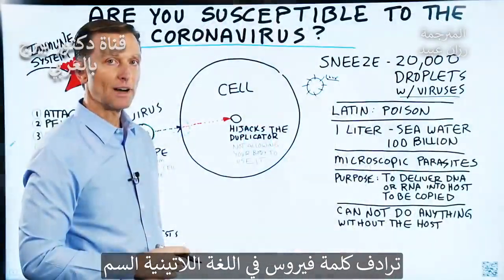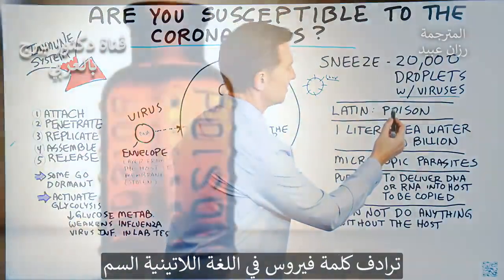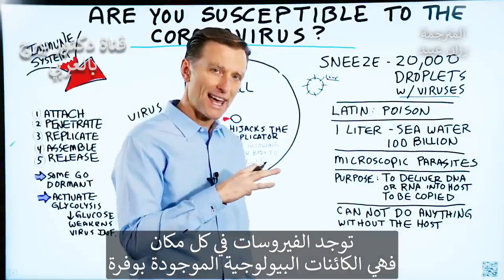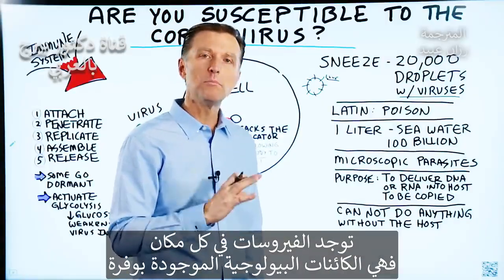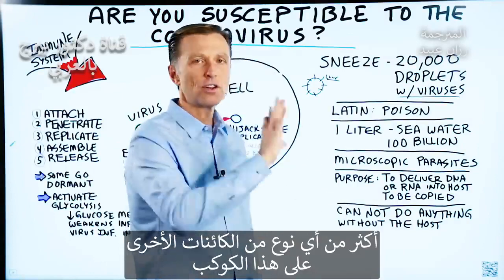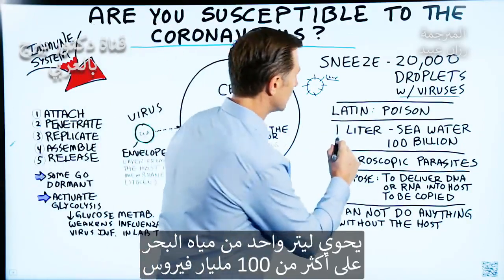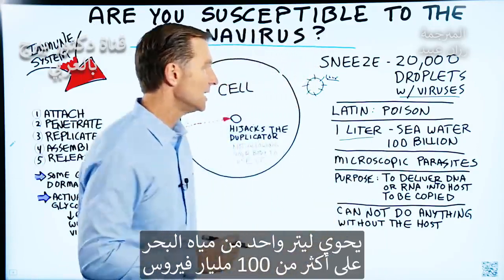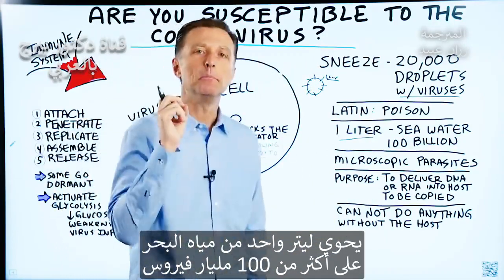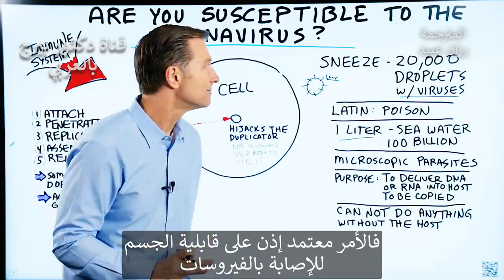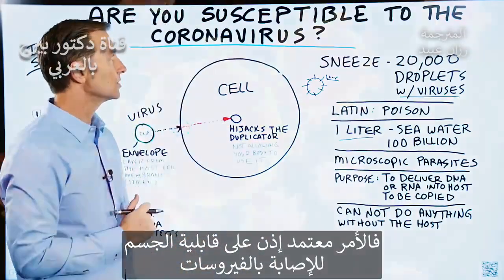Now, the Latin word for virus means poison. Now, viruses are everywhere. These biological entities are more abundant than any other entity on this planet. Just 1 liter of seawater contains over 100 billion viruses. So it really has to do with, are you susceptible to the virus?